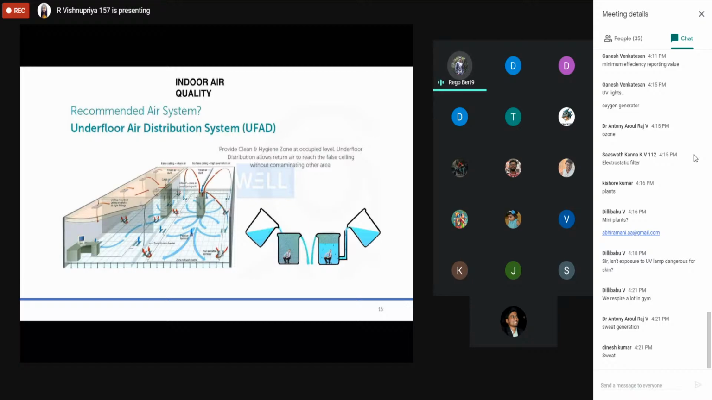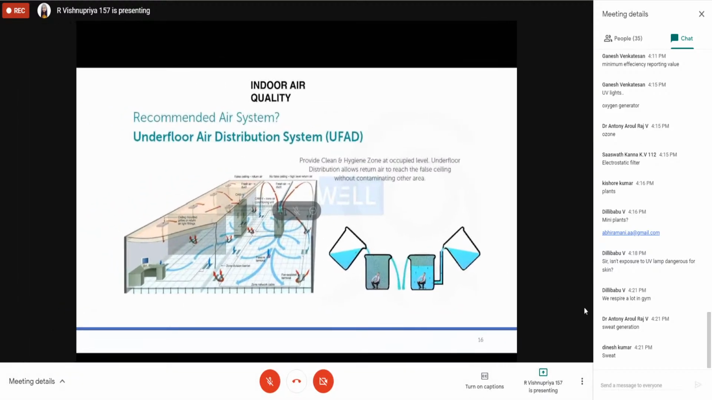But if you see underflow distribution, the return path is always above the human breathing level. So the entire dust has been taken above, and the people at the breathing level are going to be in comfort, because the air has been taken directly from downward to upward.